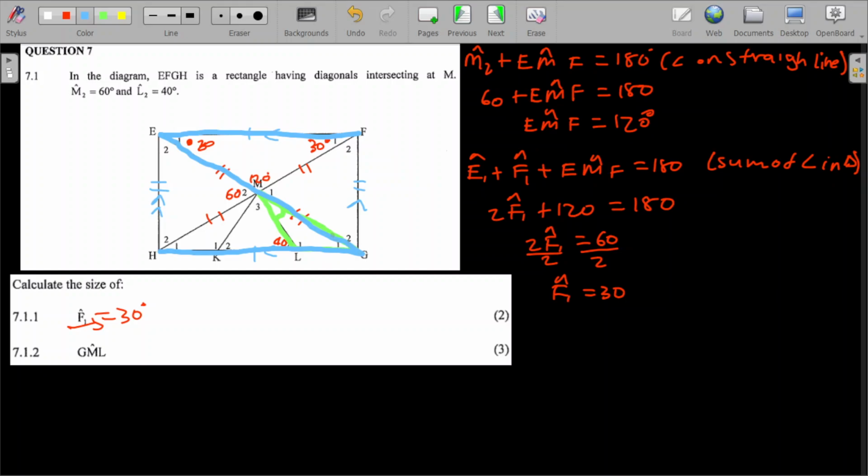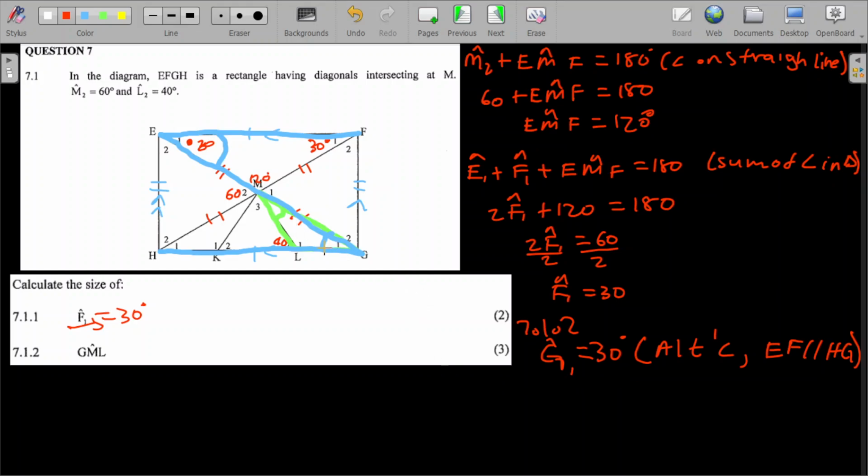I hope you can see now this angle here, which is G1, is going to be equal to this angle here, or E1, which is also going to be 30 degrees. So 7.1.2, I can say G1 is also 30 degrees. Why? Because alternating angles are equal, because EF is parallel to HG.